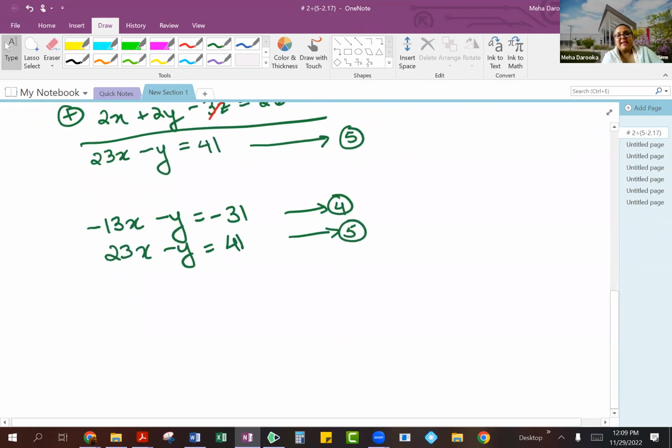So between the x and y, which one do you think will be easier to eliminate? The x variable or the y variable?